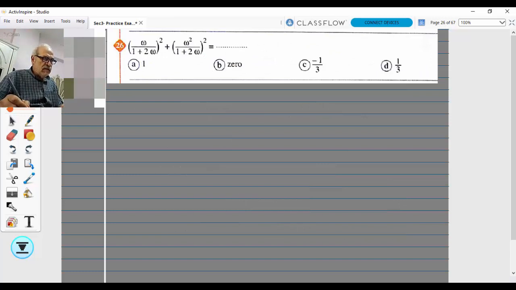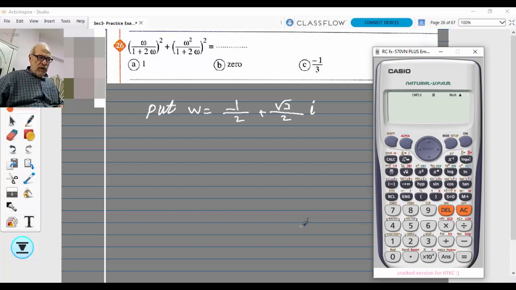Question number 26. Here we will use the calculator to solve it to save time. Put omega equals negative half plus root 3 over 2 i. And we go to the calculator. Instead of omega, I'll denote it by the symbol x.